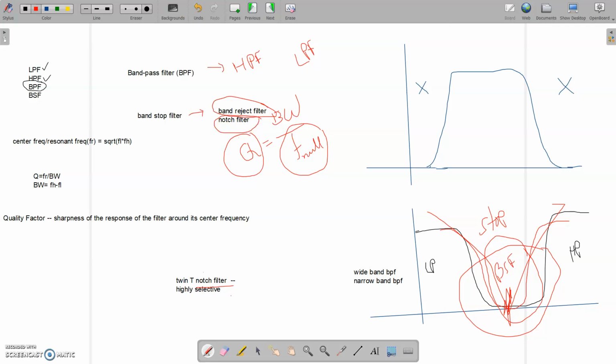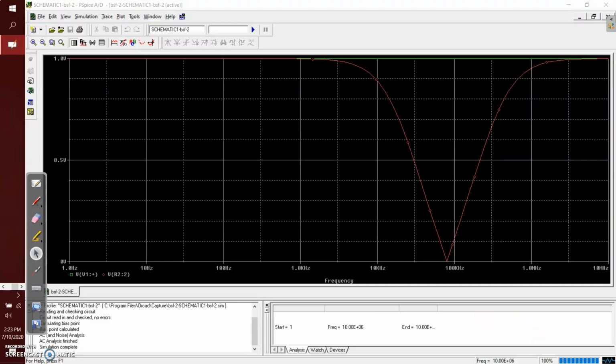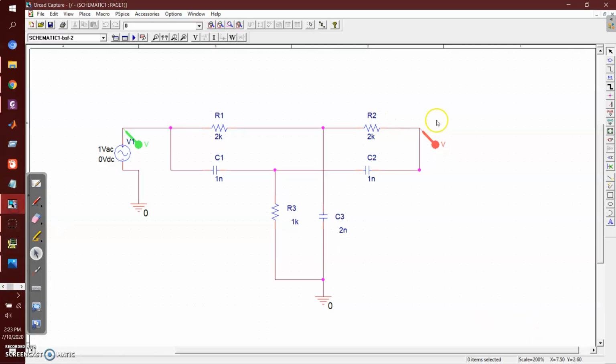Now again in the twin-T circuit here, I can add an op amp to get some gain, to add some gain to my filter. So okay, this is done.